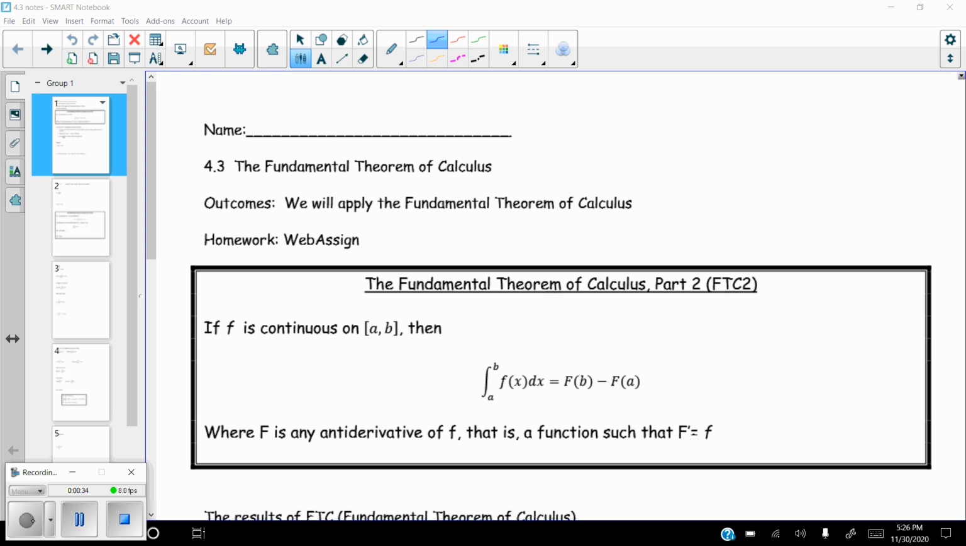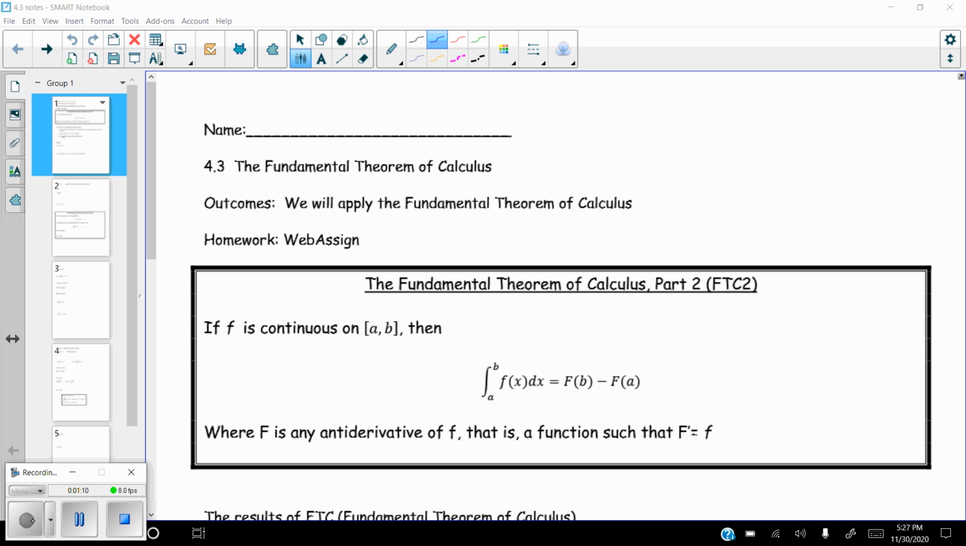So part 2, which is also the one that we use most, says that if f is a continuous function on a closed interval from a to b, then the integral from a to b of f of x dx equals capital F of b minus capital F of a. And don't forget, the capital F is the antiderivative of lowercase f. So really what that's saying is take the antiderivative of f of x, plug in b, plug in a, subtract them, and we're going to get the integral.